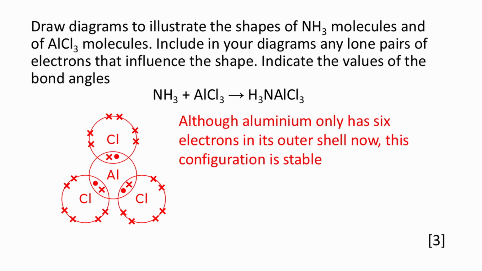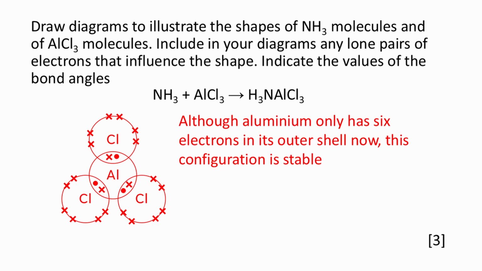Although aluminium only has 6 electrons in its outer shell, this configuration is stable. We can think about this in a couple of ways. Aluminium is a small atom. It would be difficult to fit more electrons into the outer shell of this atom. Also, of the 4 atoms present in one molecule, 3 of them, the chlorine atoms, now have a full outer shell.